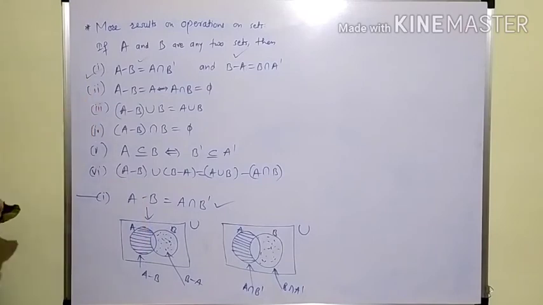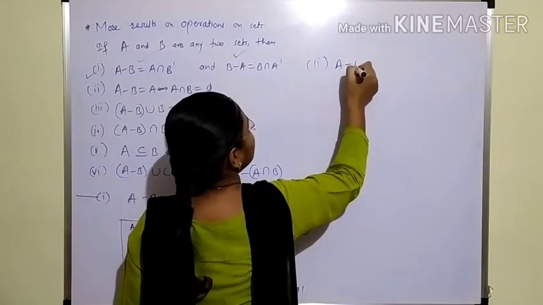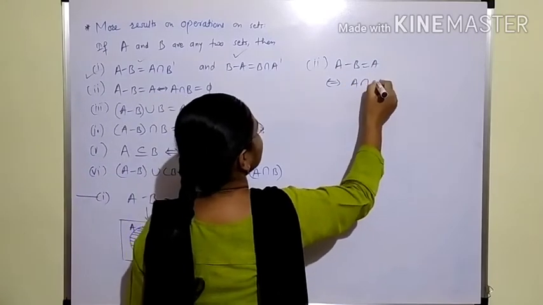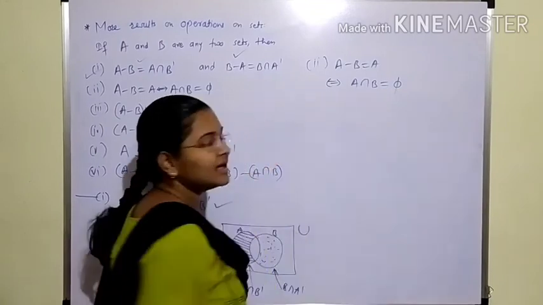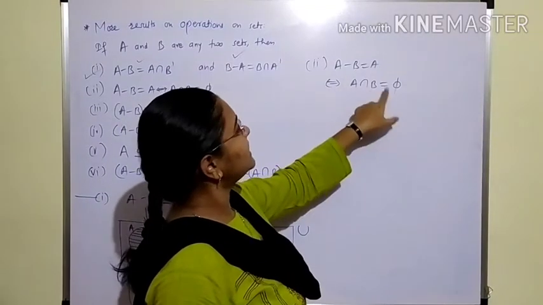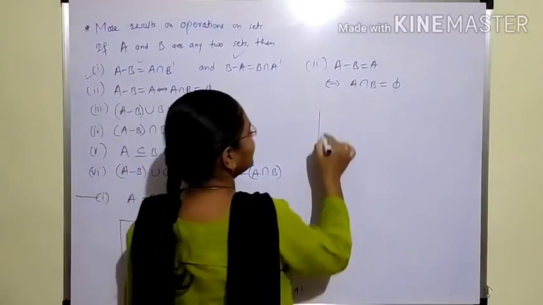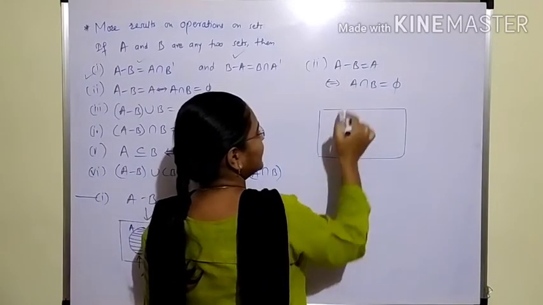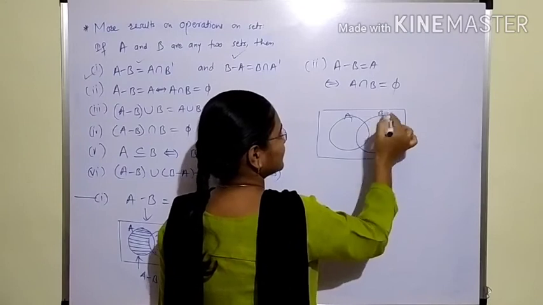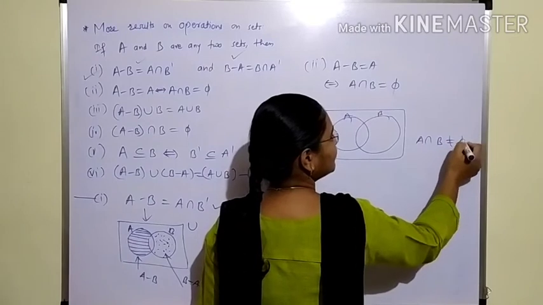Now the second one: if A minus B is A, then A intersection B is equal to the empty set. Means if we consider A intersection B as the empty set, then clearly A minus B is set A. Now students, see, suppose we have set A and this is set B. Here clearly A intersection B is a non-empty set.